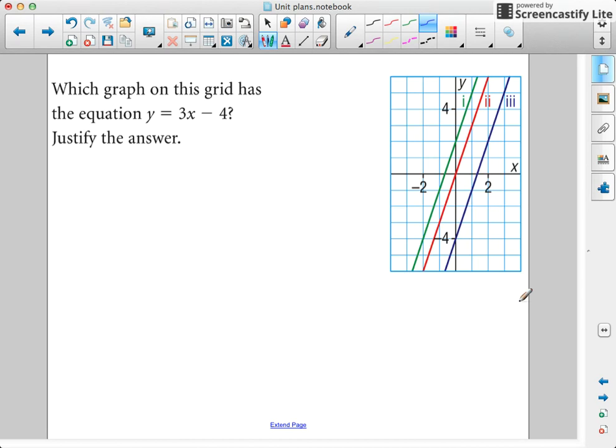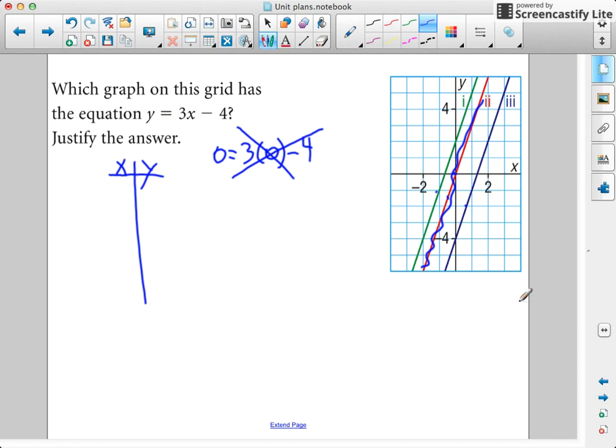If you wanted, you could just take your equation and actually graph it, create your table of values, x, y, graph it and see which line it matches up with. That would work. Or we could just pick a point again and see which one works. So for the second one, we could pick the origin and see if that works out: 0 equals 3 times 0 minus 4. Well, that doesn't work. So we can eliminate that line.